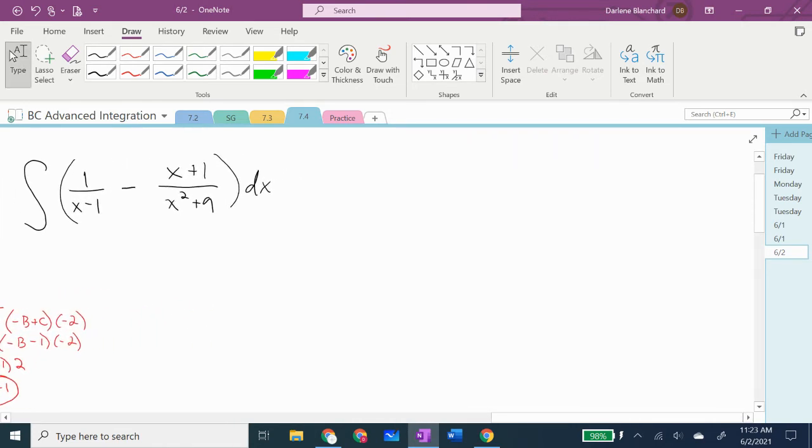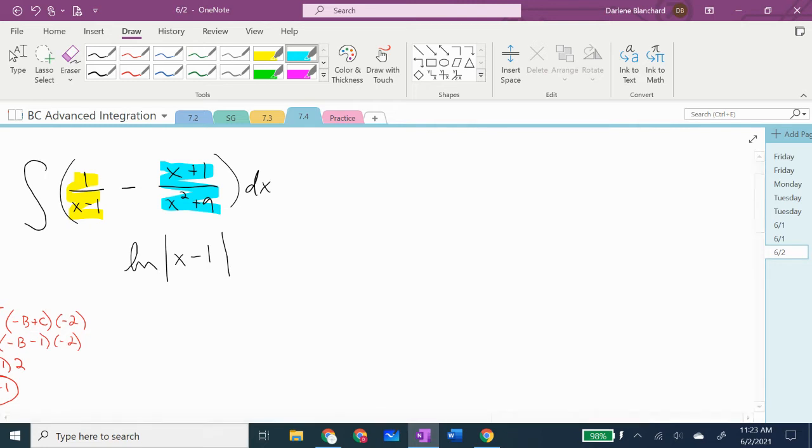For the first term, the integration is going to be nice. A quick u substitution of x minus 1, and the integral is the natural log of the absolute value of u. Put the u back in. And because the derivative of x minus 1 is 1, I don't need to bring in any extra constant multiples from the u substitution.